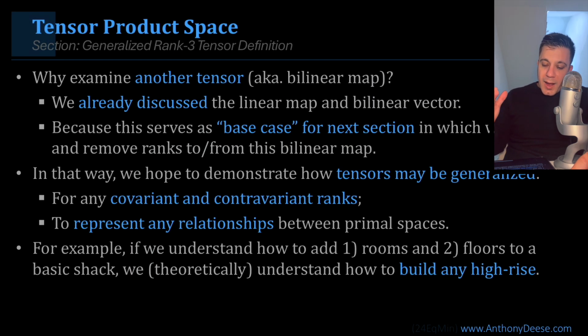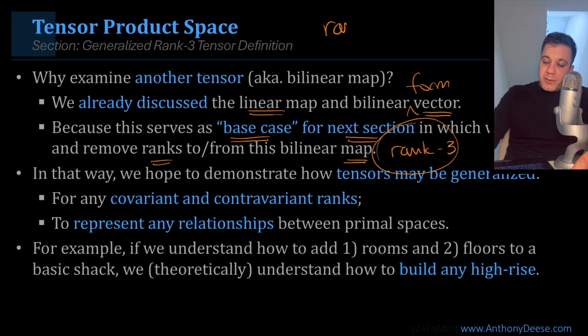So why examine another tensor? Okay, why are we taking a look at this bilinear map? We've already discussed the linear map. We've already discussed the bilinear form vector. And the reason is, and we've talked about this previously, this is going to serve as the base case for the next section, in which we are going to add and remove ranks, both contravariant and covariant, to and from this bilinear map, okay, this rank-3 tensor.